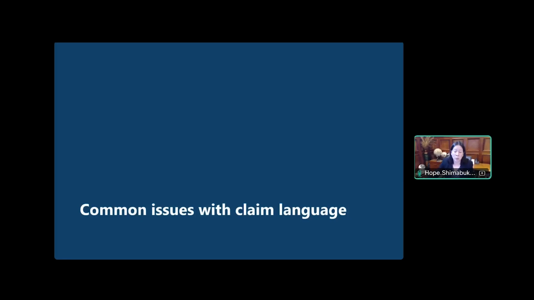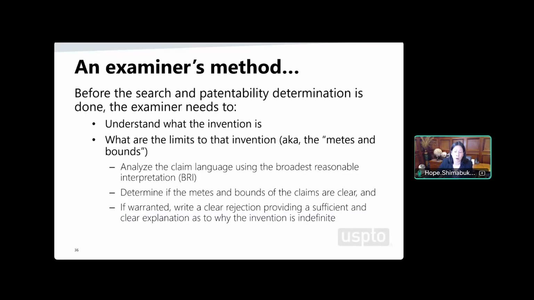All right, so now I'm going to be moving on to common issues with claim language, and these are things that our examiners see frequently. So the first person to pick up an application is actually the examiner. And so let's look at what the examiner does before issuing the first office action.